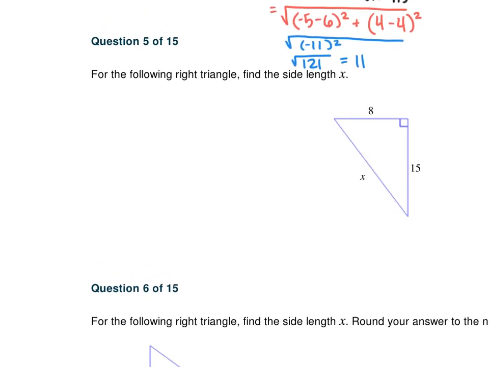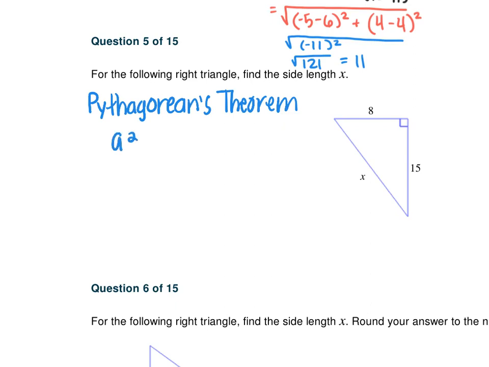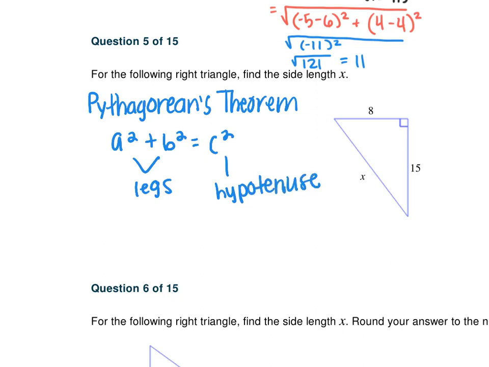Question number 5 is asking us, for the following right triangle, find the side length x. Anytime you have a question asking about a right triangle, you are going to use Pythagorean's theorem. So a little recap on Pythagorean's theorem, that's when you have a squared plus b squared equals c squared, with a and b being your legs and c being your hypotenuse. Your hypotenuse is always your longest side, and it's always the side across from your right angle.